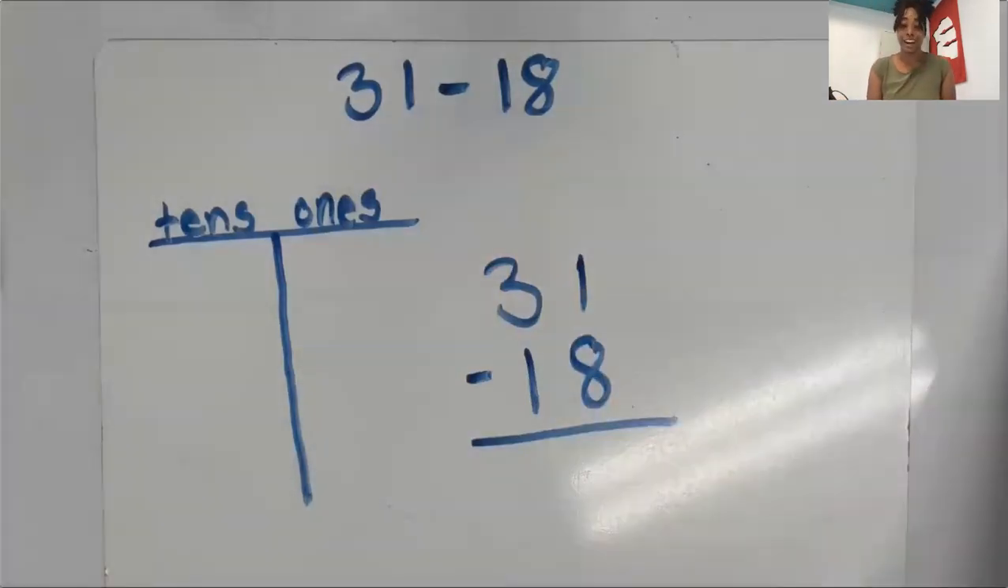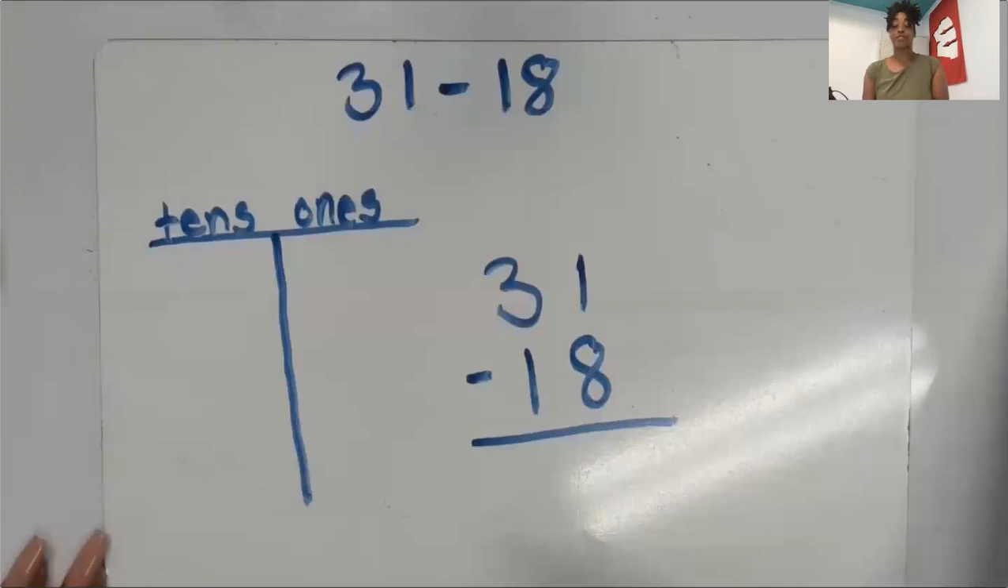Let's look closely at our problem. Which one of these values is the whole? 31 is our whole number. Which one of these values is our part? 18 is the part that we know. Let's work on finding our unknown part.